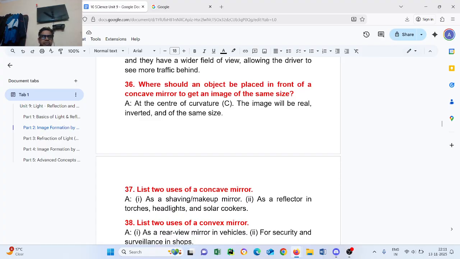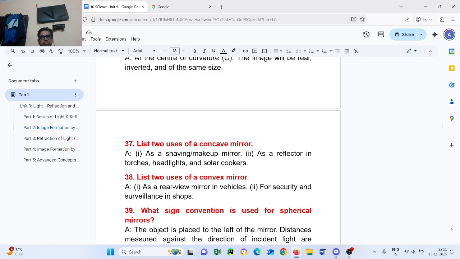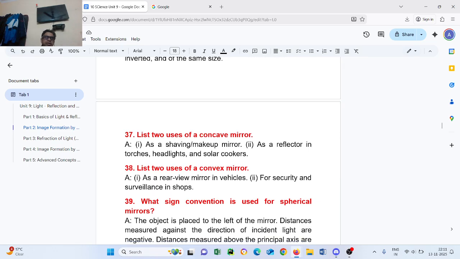Question number 37. List two uses of a concave mirror: as a shaving or makeup mirror, and as a reflector in torches, headlights, and solar cookers. Question number 38. List two uses of a convex mirror: as a rear view mirror in vehicles, and for security and surveillance in shops.